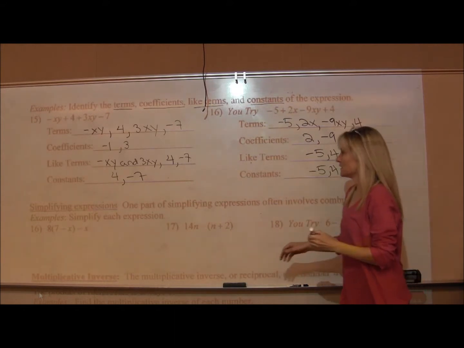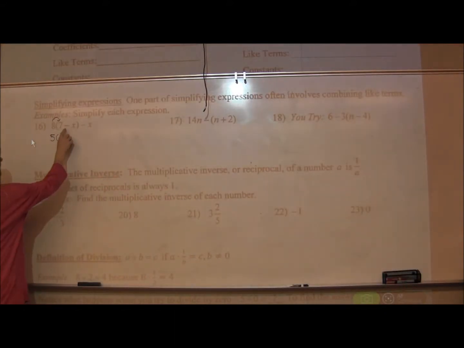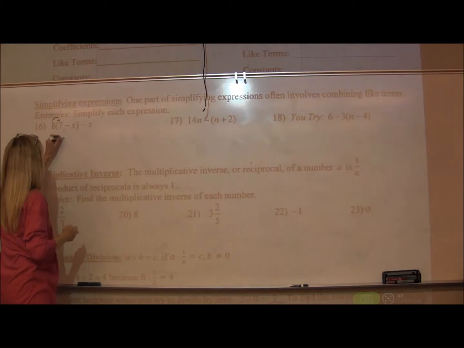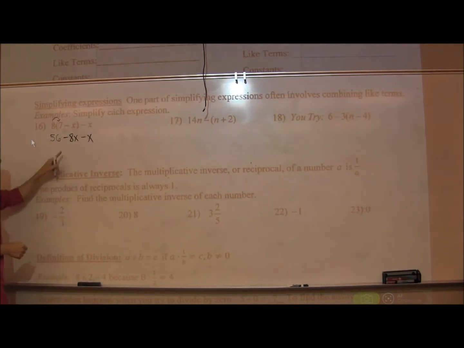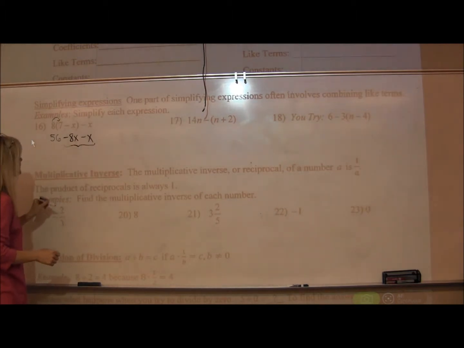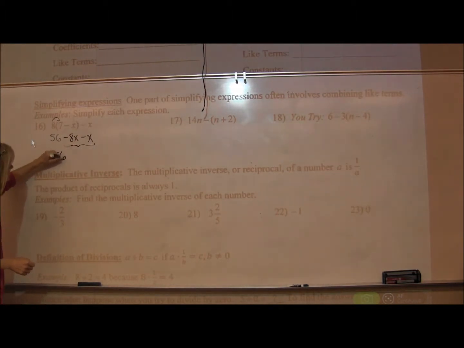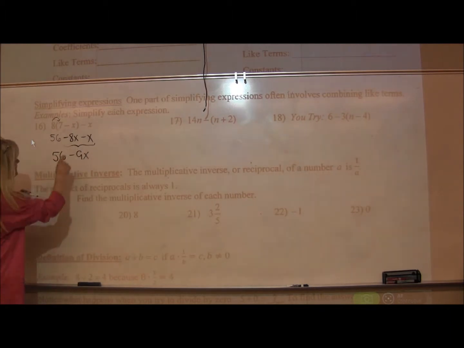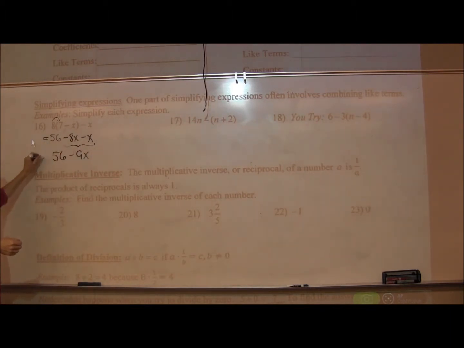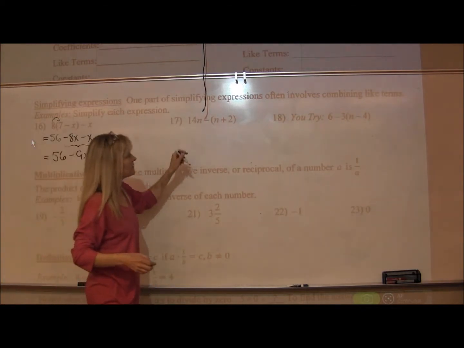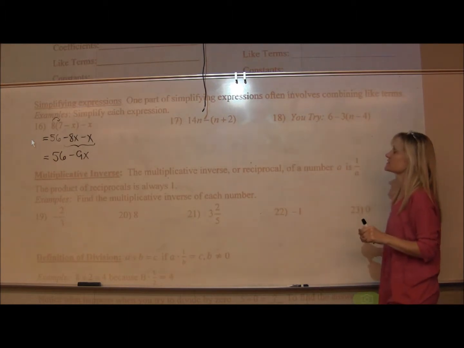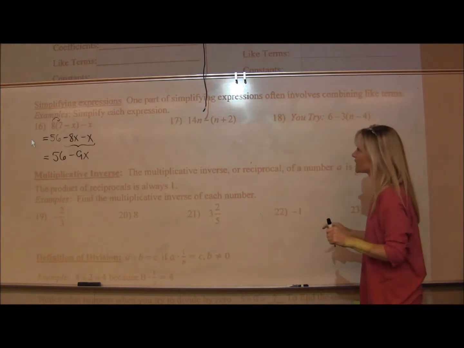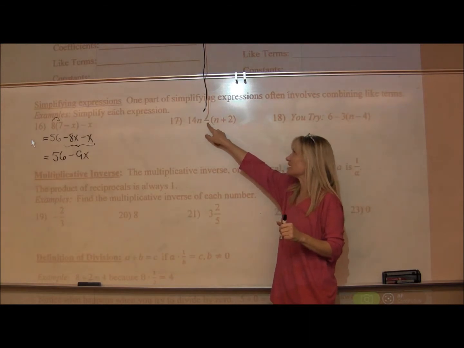Good. Okay, we have 56, and then again, 8 times negative x is negative 8x minus x. Okay, now we can combine our like terms. Those are our like terms, so we get 56 minus 9x, because this is a negative 8x plus a negative 1x, so that's negative 9x. Okay, this one. Now the trick here, and you're going to see it again here, and this is something a lot of students forget, is that you need to distribute that negative.